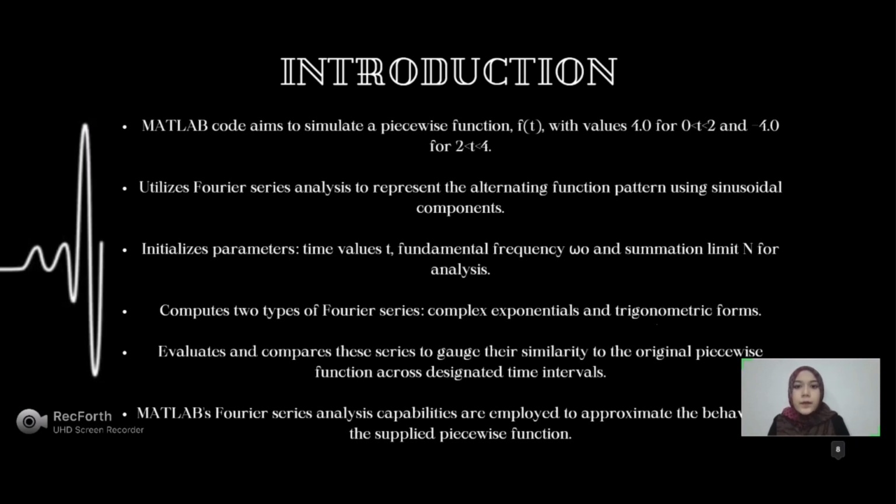For the introduction, the MATLAB code provided is intended to simulate a particular piecewise function, f(t), where 0 < t < 2 and 2 < t < 4, taking the values 4.0 and -4.0 respectively. The code attempts to represent this alternating function pattern through sinusoidal components using Fourier series analysis. Using complex exponential and trigonometric forms, the process computes two types of Fourier series. These series are then shown to assess how similar they are to the original piecewise function across the designated time intervals. With this method, the behavior of the supplied piecewise function is approximated by utilizing MATLAB's Fourier series analysis features.